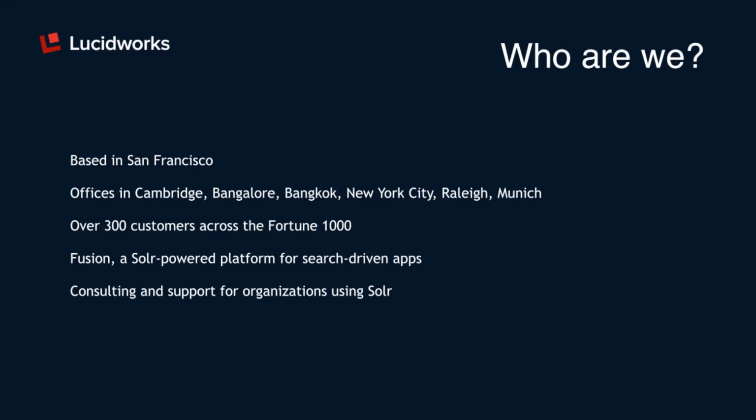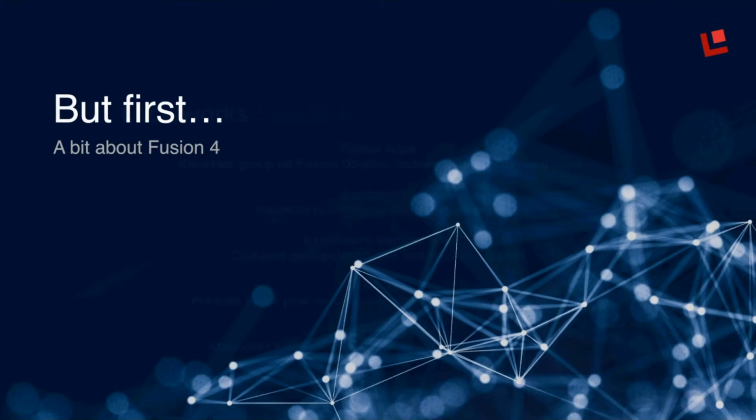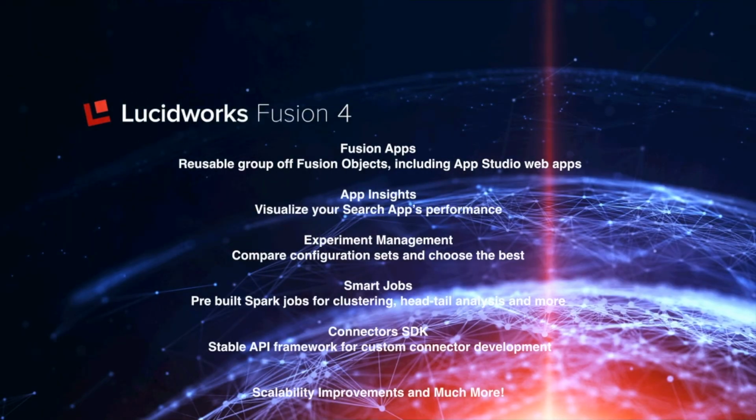Let's talk about our recent Fusion 4 release. Fusion 4 adds the app concept, which allows you to combine multiple collections into a single application. This includes our new App Studio web-based applications framework. Fusion 4 also adds App Insights, which allow you to get charts and reports about what users are doing in your search application. In this webinar, we'll highlight the A/B testing or A/B experiments feature.